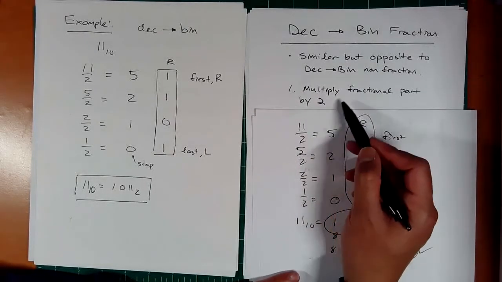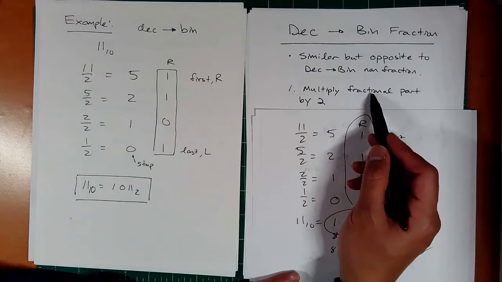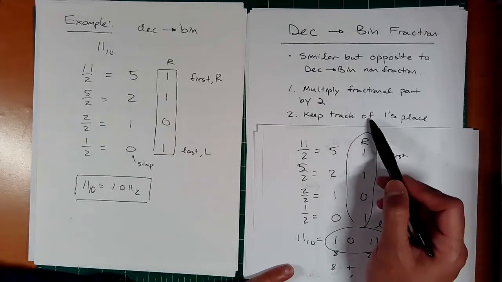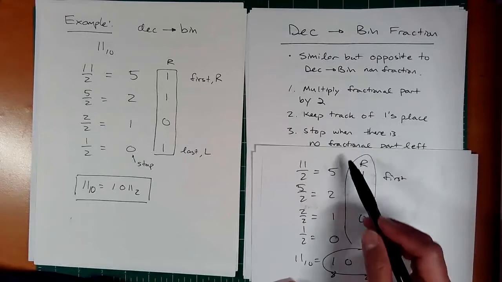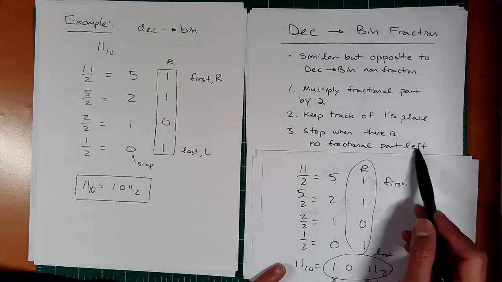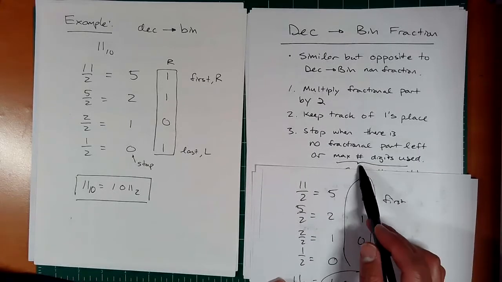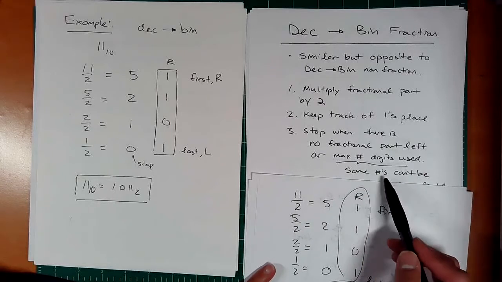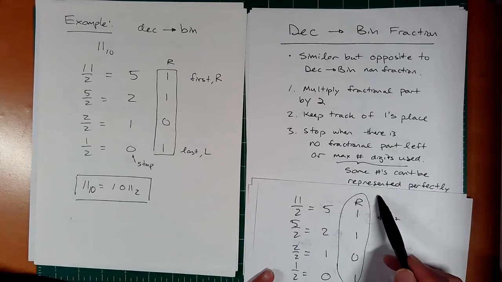Instead of dividing by 2, we're going to multiply the fractional part by 2, okay? And instead of the remainder, we're going to keep track of the 1's place, and we're going to stop when there's no fractional part left, or the max number of digits is used. I'm going to show you an example where some numbers just cannot be represented perfectly.